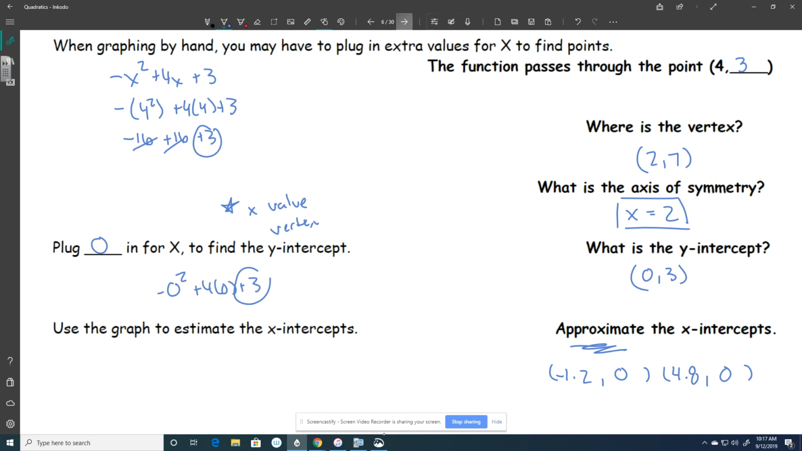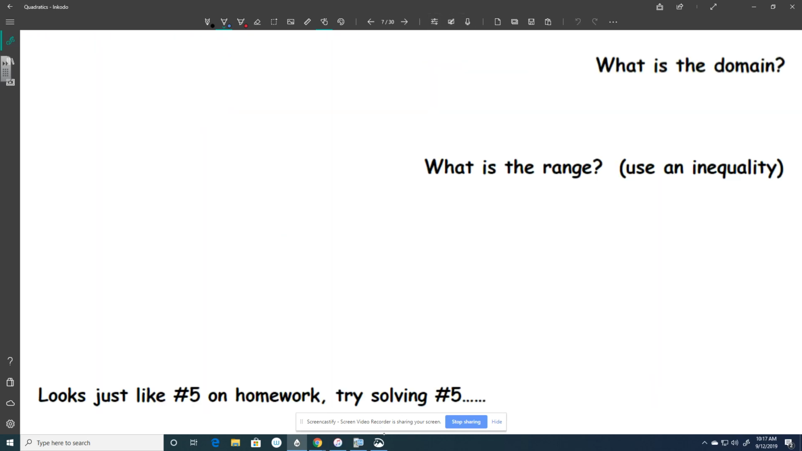Okay? A couple more questions about my graph. What is the domain? So looking at my graph, going to the left and the right, my x values. Well, it goes to the left forever, and it goes to the right forever. So my domain is negative infinity to infinity.